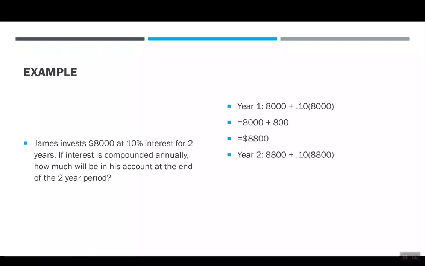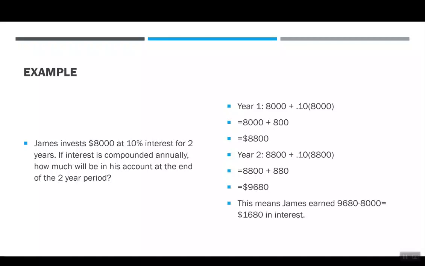In year 2, we have the $8,800 that we started with plus 10% of that amount. So now we have $8,800 plus $880, which is a total of $9,680. This means James earned the difference between $9,680 and the $8,000 he invested, which is $1,680.